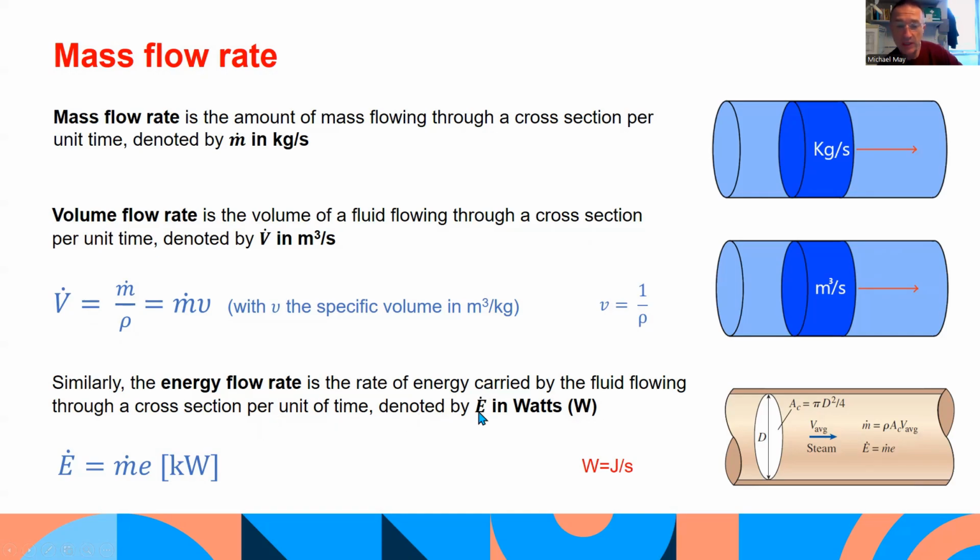Now, energy flow rate is the rate of energy carried by the fluid flowing through a cross-section area per unit time, denoted by E dot in watts. So it's the energy per unit mass multiplied by the mass flow rate. And when you cancel the units, you end up with joules per second or watts.